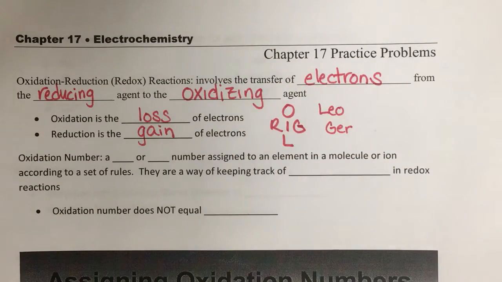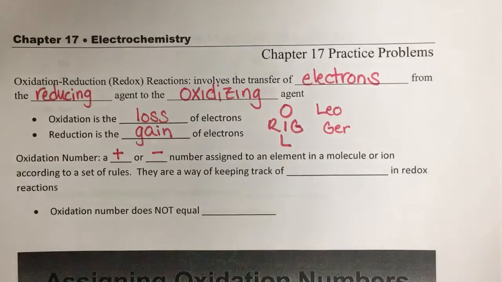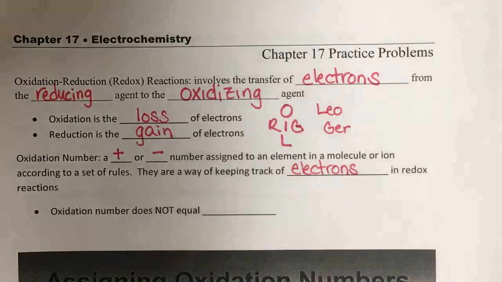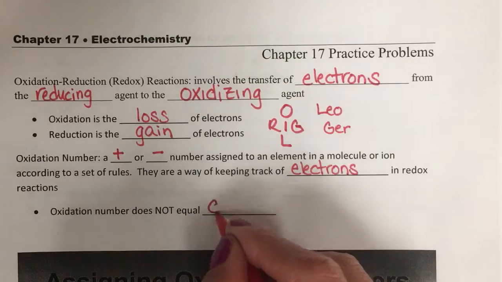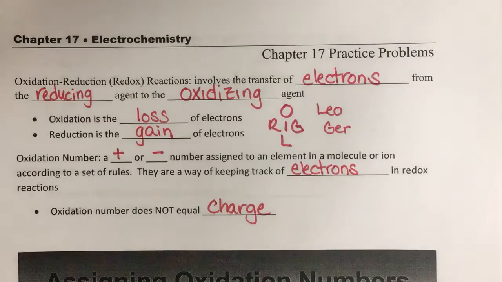Okay? Now, an oxidation number is how we're going to track this. It's going to be a positive or a negative number. And what it's really doing is it's keeping track of the electrons. So I'm using the oxidation number to tell whether something is gaining electrons or losing electrons. It's really important to remember that even though we show an oxidation number up above elements, it's not the same thing as charge. It can be the same thing, but it's not always the same thing.